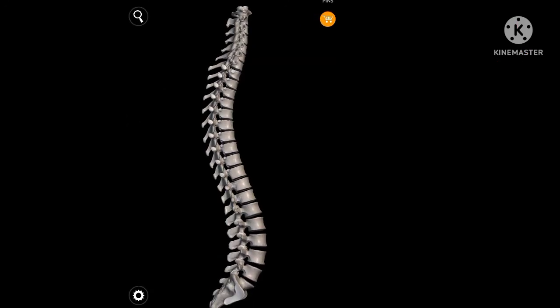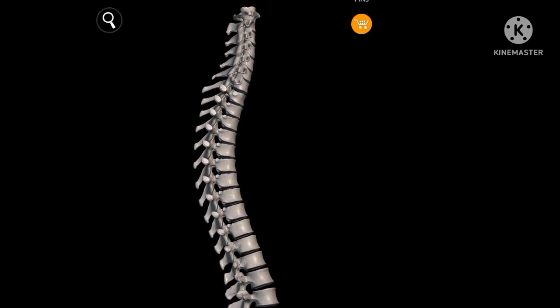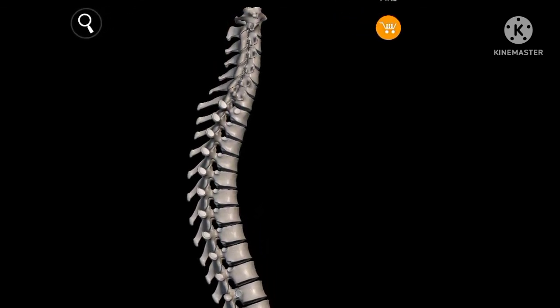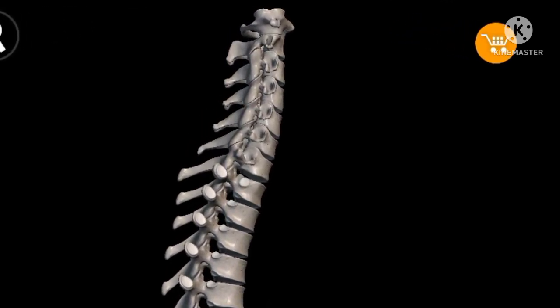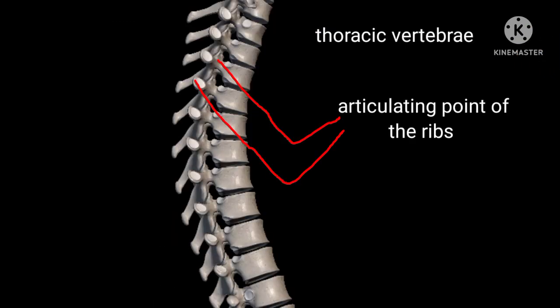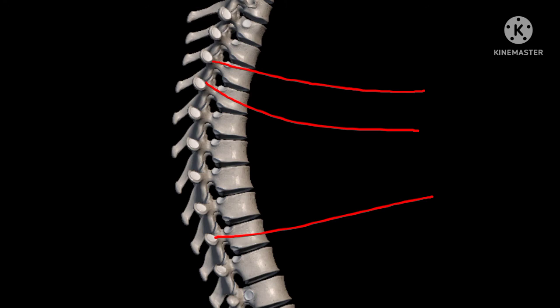The first 7 vertebrae are the cervical vertebrae. They are located in the lower part of the head and in the neck region. They are named C1, C2, C3, C4, C5, C6 and C7. Now see the thoracic vertebrae, 12 in number, named T1, T2, T3, etc. They are in the chest region, connecting with the 12 pairs of ribs, and form the back of the thoracic cage. We can easily identify them by looking at the button-like articulating points of the ribs.